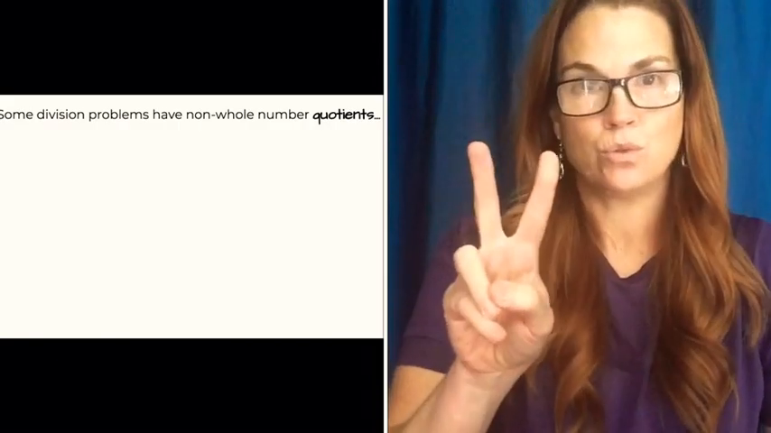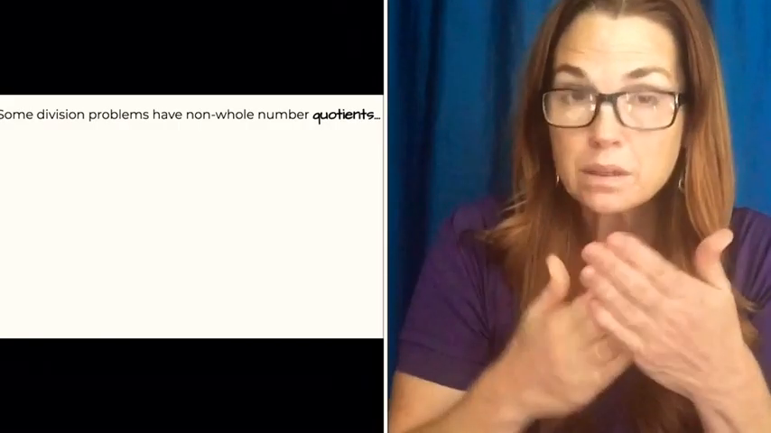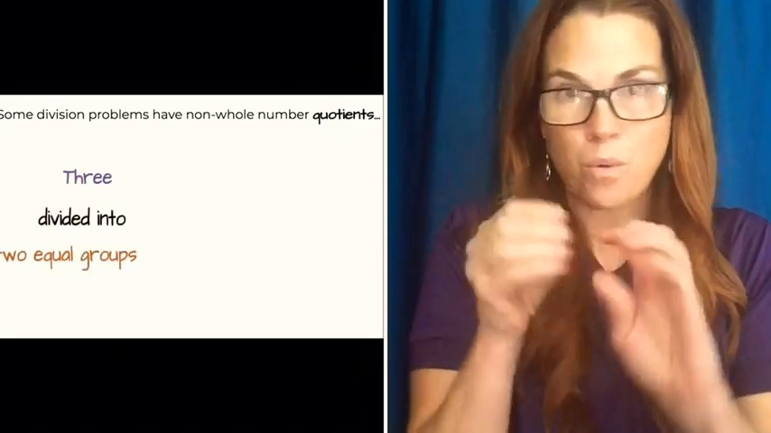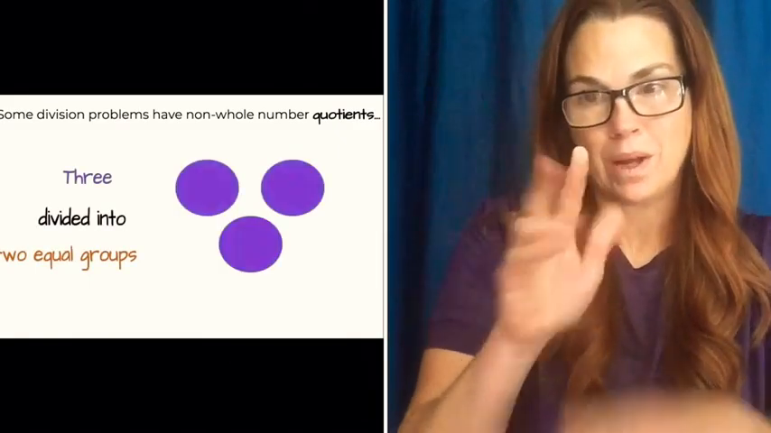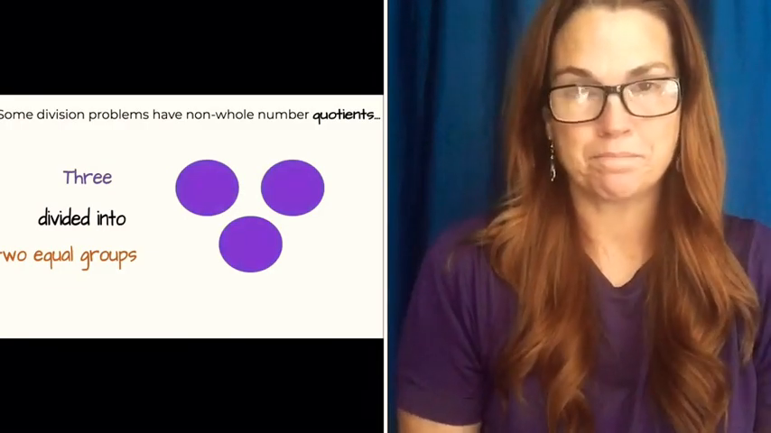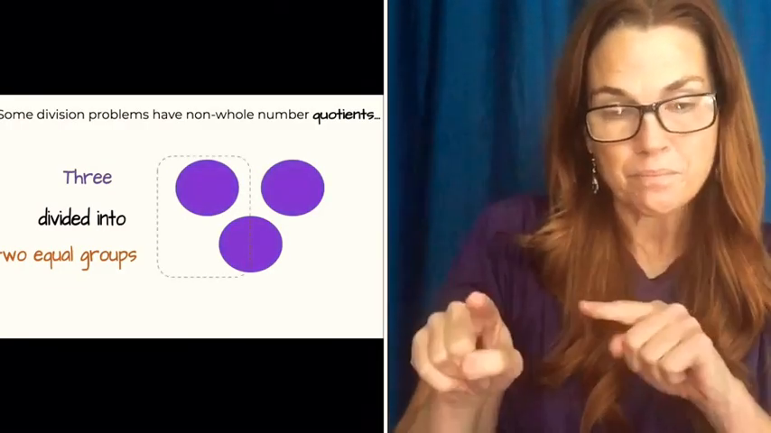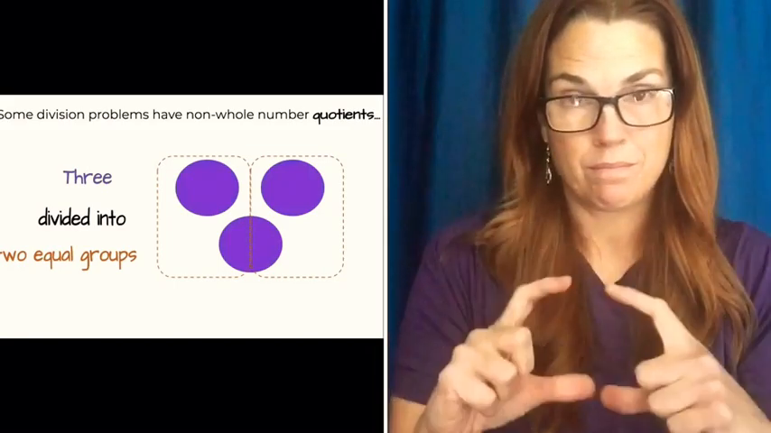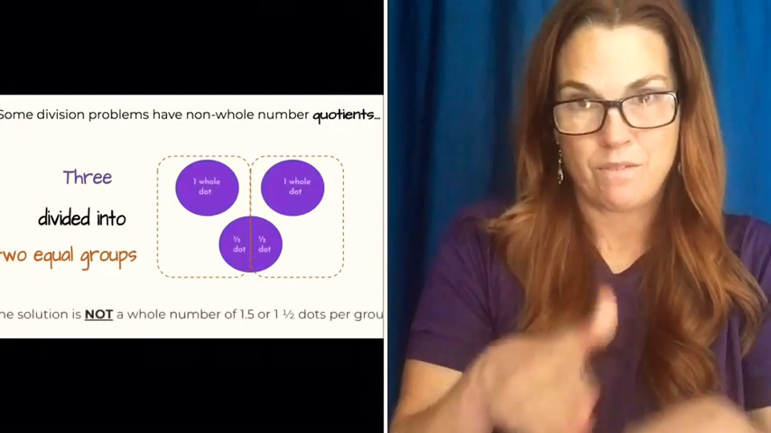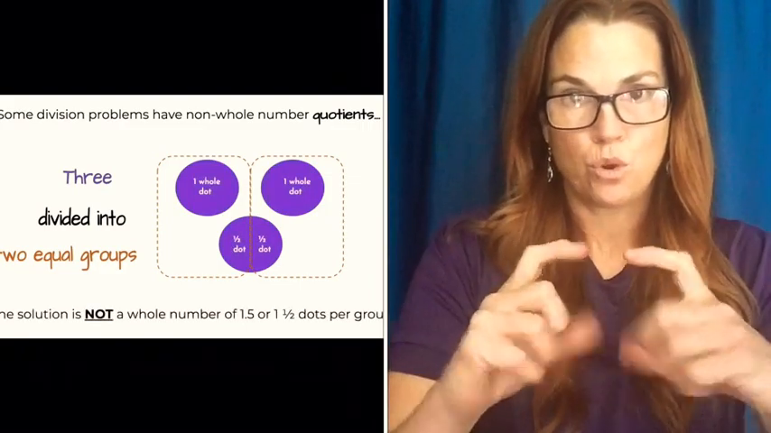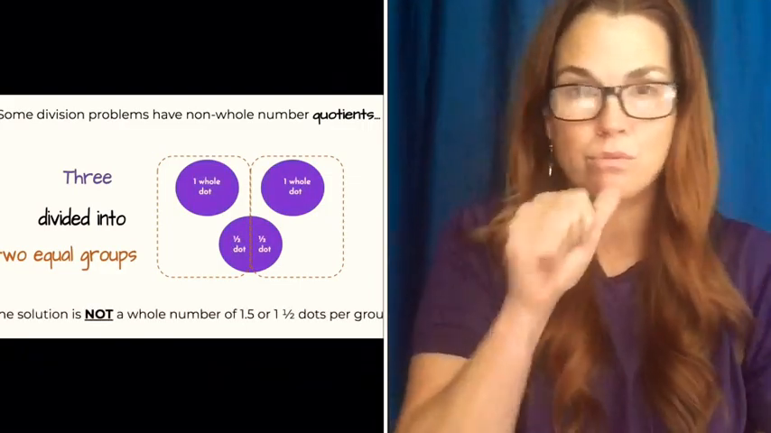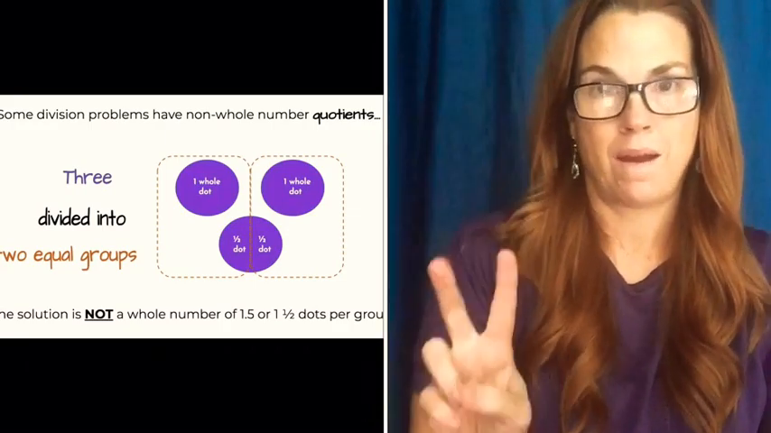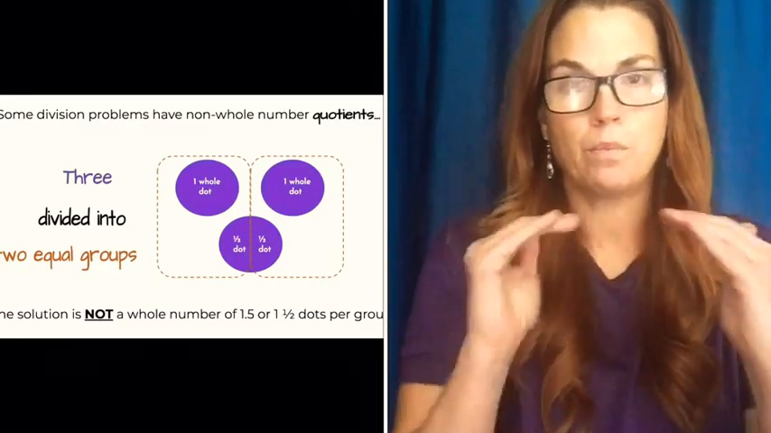Some division problems have non-whole number quotients. For example, 3 divided into 2 equal groups. Here are 3 wholes, and if I want to divide them into 2 equal groups, one of the wholes has to be shared evenly between the groups. This means that the solution is not a whole number. It would be 1 whole and then half of a dot per group. That would be the same as 1.5 as a decimal or 1 1/2 as a mixed number.